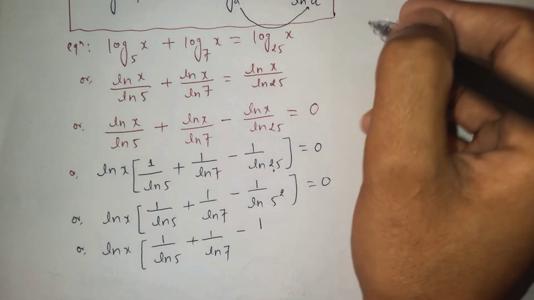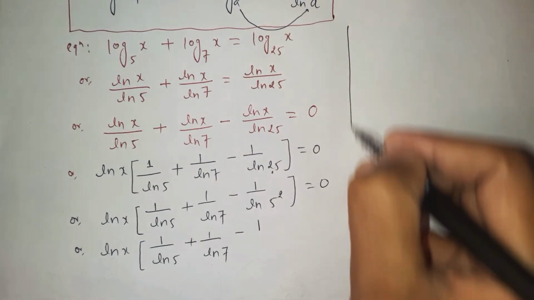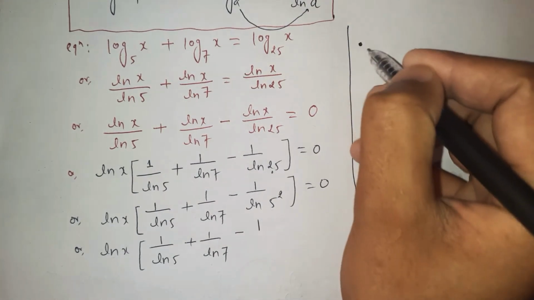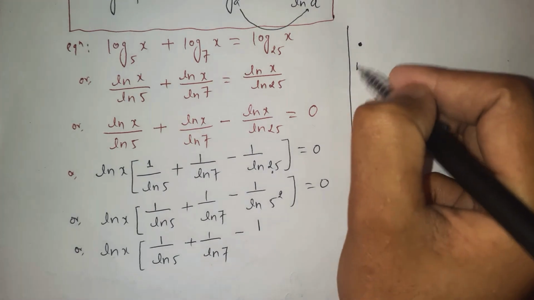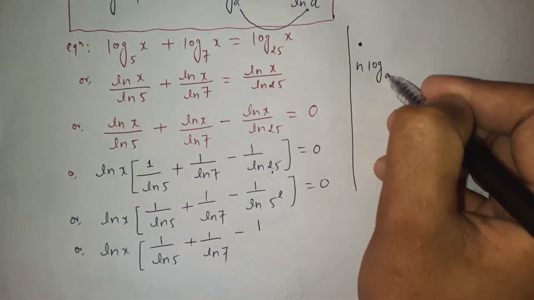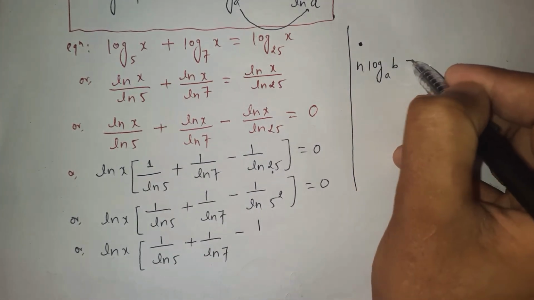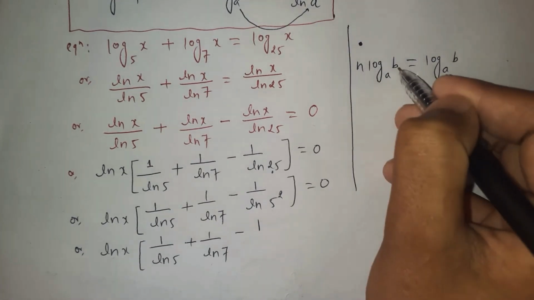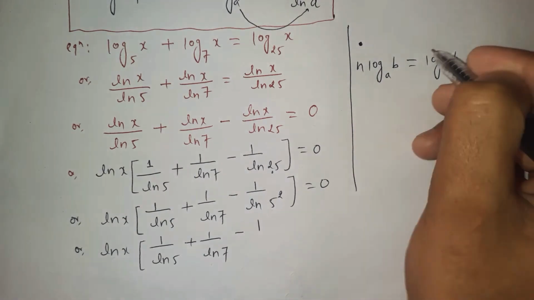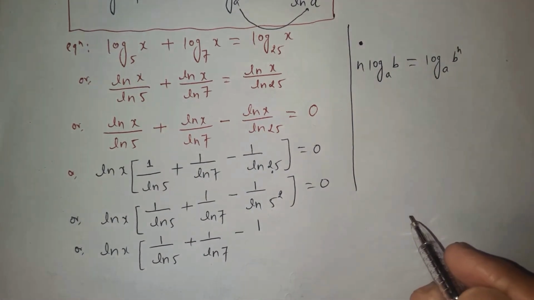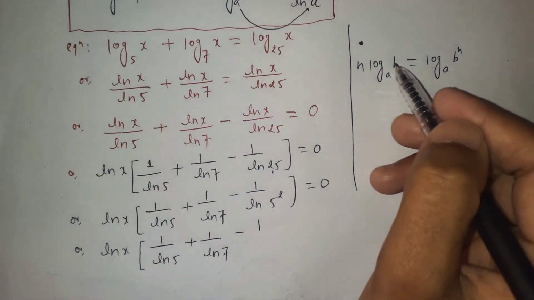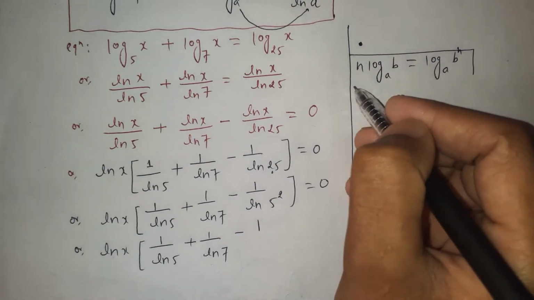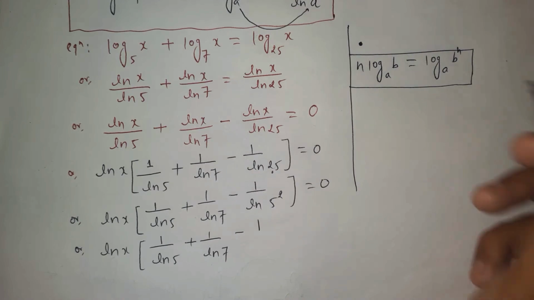Let me write here the formula. Please remember this formula. This is a logarithm formula. n times log of any base of the number is the same as the log with the same base of the number raised to the power n. This is the power law of the argument. Please remember this formula. Very important formula. Very important property of the logarithm.